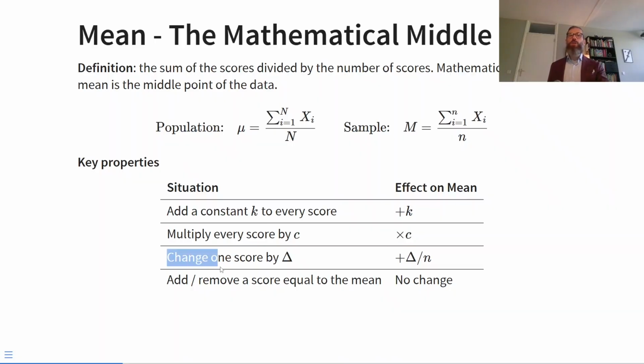If I change just a single score by some difference value delta, then the effect on the mean is that it becomes delta divided by the sample size bigger or smaller. And if I add or remove a single score with an equal value to the mean, then the mean remains unchanged.